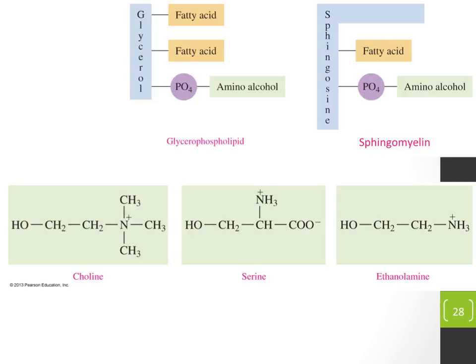One, they have an alcohol functional group, and that alcohol functional group is what bonds to the phosphate in the phospholipid. At the other end of each amino alcohol, there's some functional group that bears a net charge. As we'll see, it's this charge that makes phospholipids different from things like triacylglycerols.